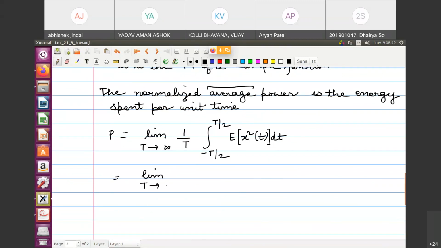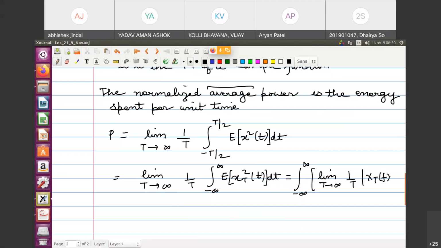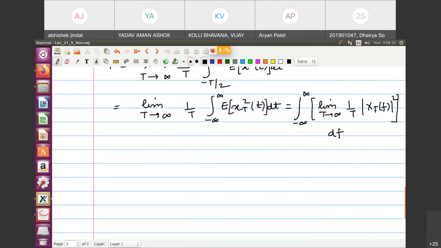So this is given as limit t tends to infinity 1 upon t. You can write in this manner. Okay, this expectation is carried. This is equal to integral. Now we exchange this expectation, we exchange this integral with the limit. Okay, limit t tends to infinity, 1 upon t square df. Okay, so if you take this limit and 1 by t inside, let me write this expectation as well.